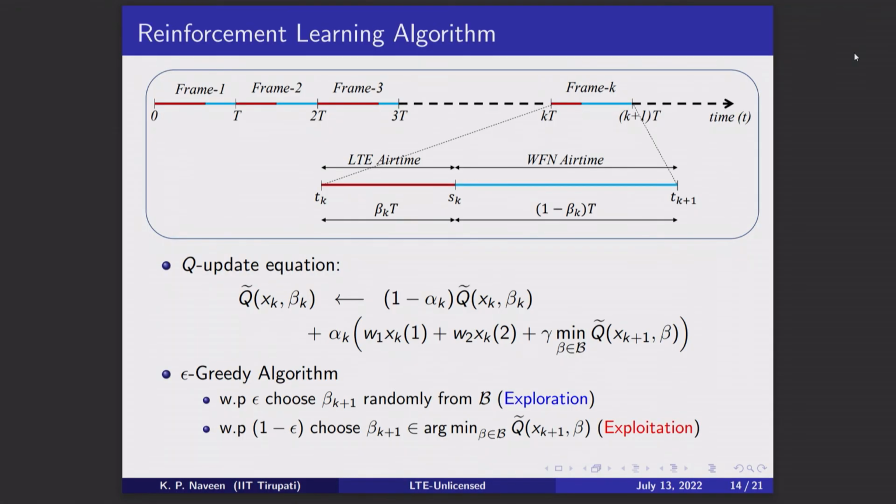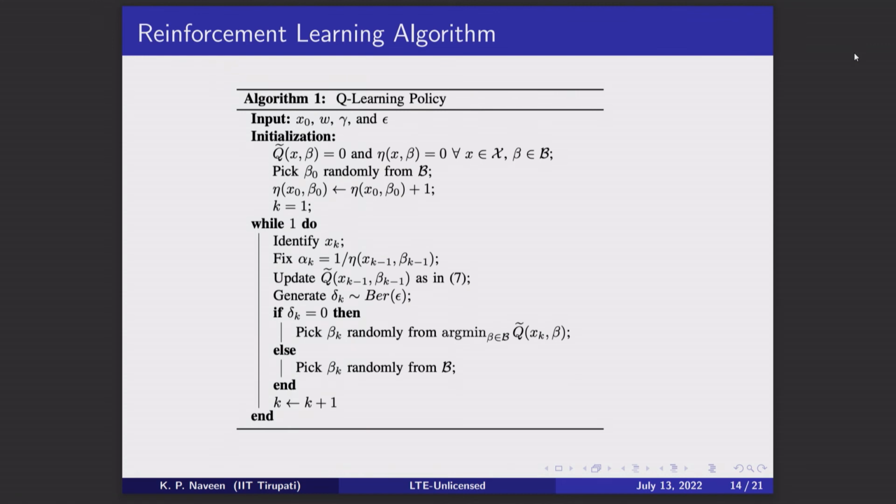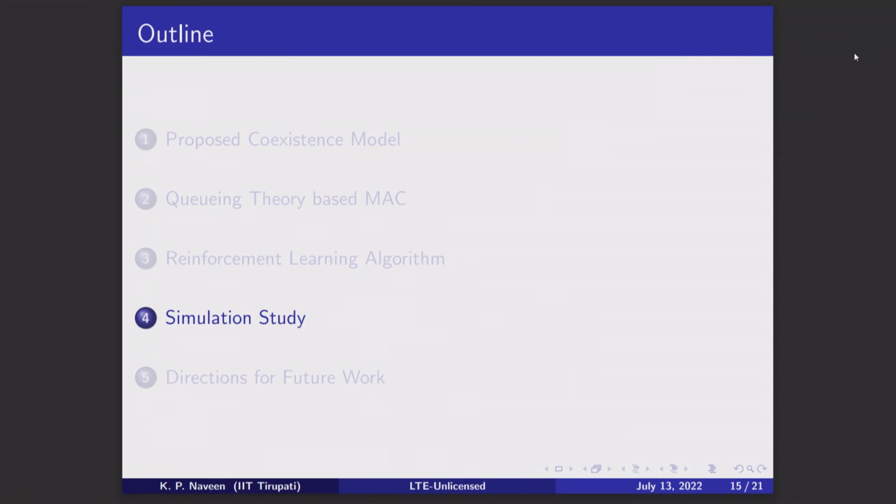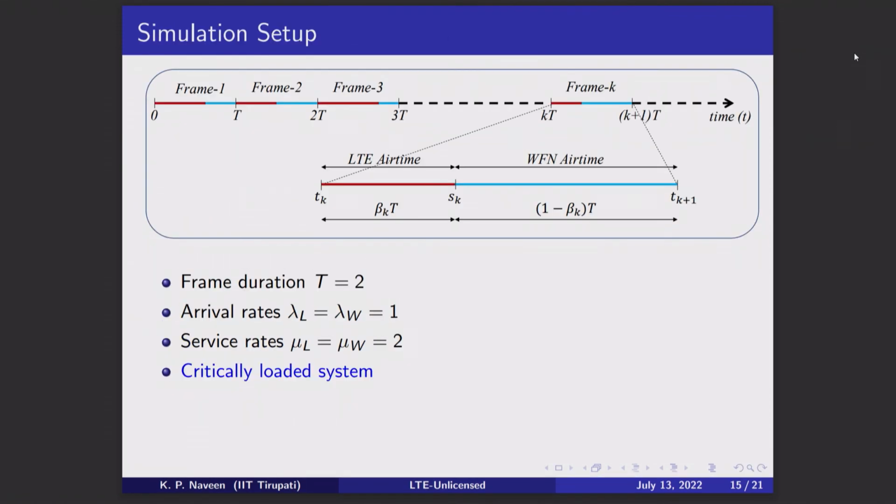And so this is the Q update equation. Again, the epsilon greedy algorithm. In the last 5 minutes or so, I'll wind up. I've just given the pseudocode of the RL algorithm here. Right, so let's check some simulation study here.